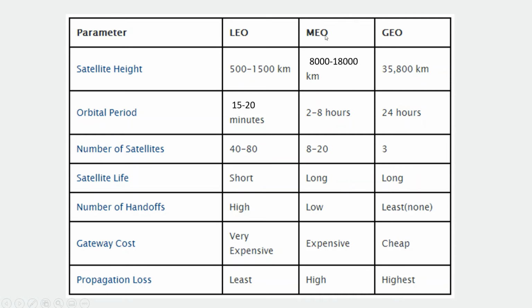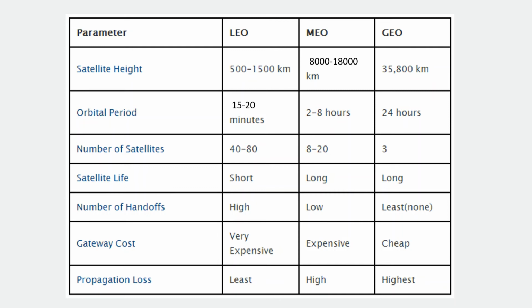And coming to the MEO satellites, this requires about 8 to 20 satellites to give coverage to the whole Earth. As the GEO satellites are very far from the Earth, they have a very high footprint, which is equal to 1/3 of the whole Earth. So to cover the whole Earth, we need 3 geostationary satellites.